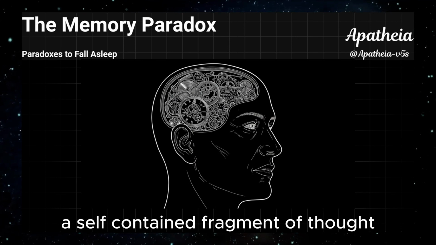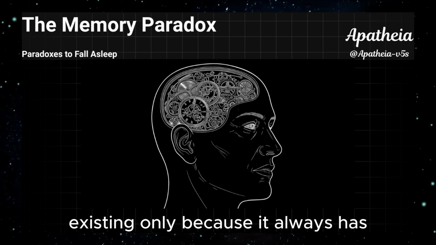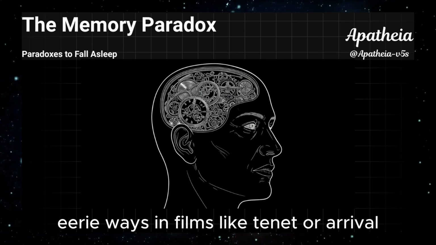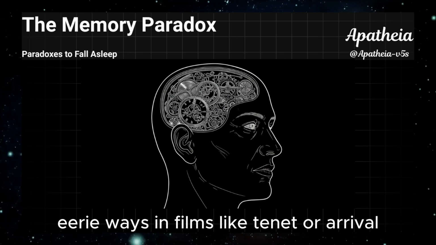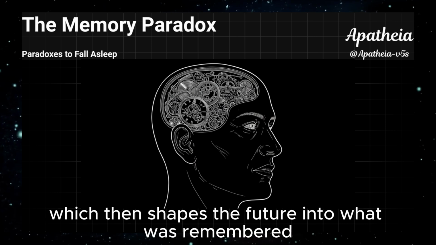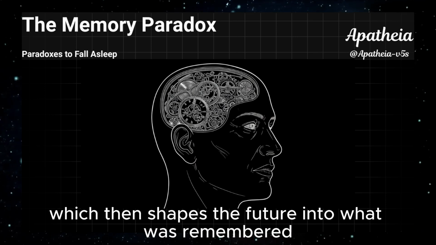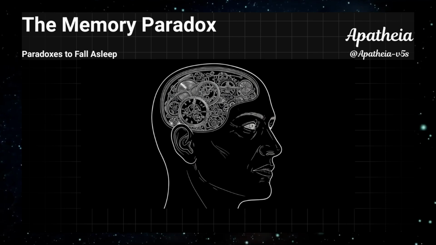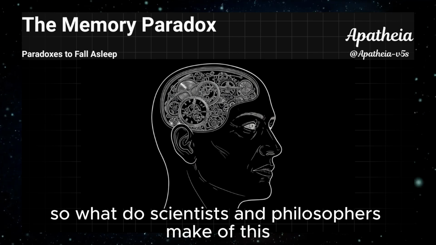A self-contained fragment of thought, existing only because it always has. Fiction plays with this idea in quiet, eerie ways. In films like Tenet or Arrival, knowledge of the future alters behavior in the present, which then shapes the future into what was remembered. Memory becomes not just personal, but deterministic. So what do scientists and philosophers make of this?